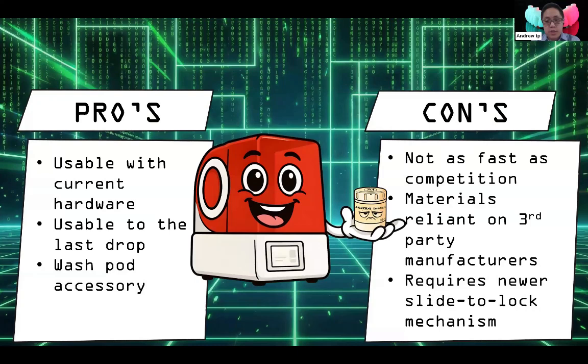Right. With Asiga, beautiful, it's open, it's the pods, you can use it with current Asiga hardware. If you use the pods, you can use them constantly until they break, or you've wasted your resin, and it comes with a purchasable wash accessory. But it's not as fast. The company Asiga relies on third-party manufacturing, and it does require for Asiga printers a newer locking mechanism. So you may need to talk to your distributor about that if you have one of these older Asiga units.